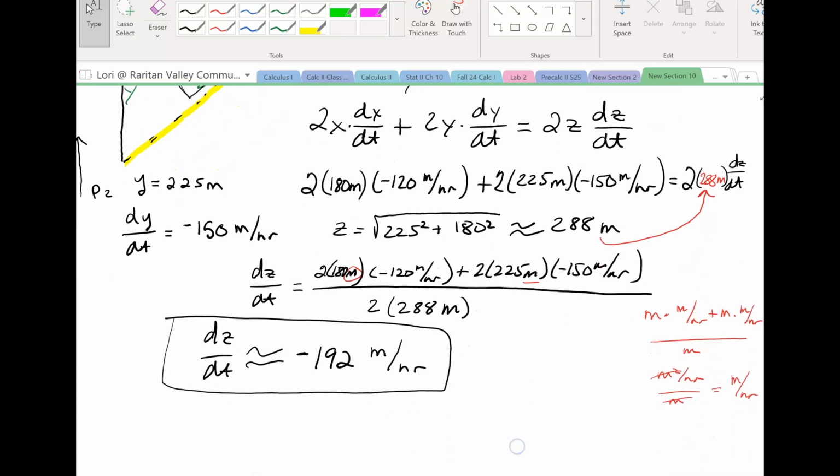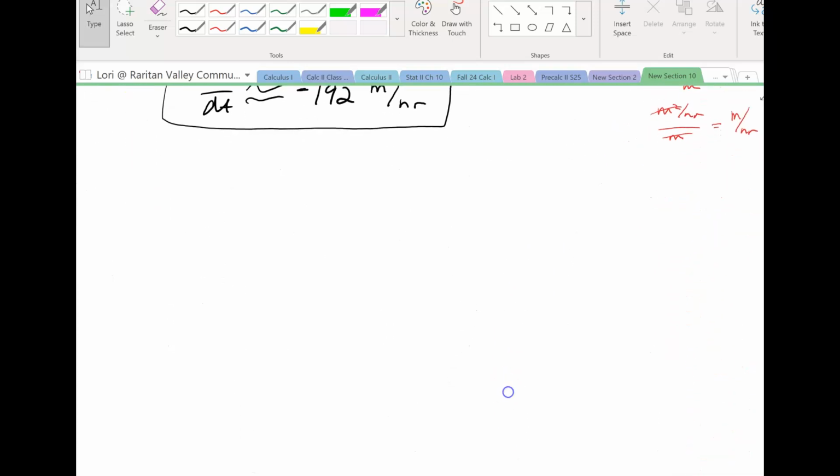All right. Now let's do the last one. This one's a little bit trickier. So again, take a moment to read it and set it up.